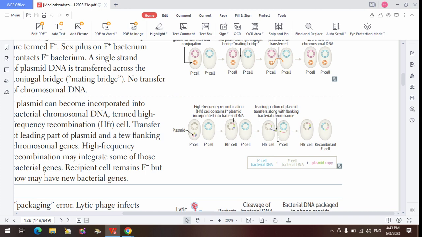But because it's only a leading strand of the plasmid that comes out, not the entire plasmid, you are not going to form an F positive recombinant cell. It's just going to contain a copy of the plasmid. It's not going to have an entire plasmid on its own like you have in F positive.